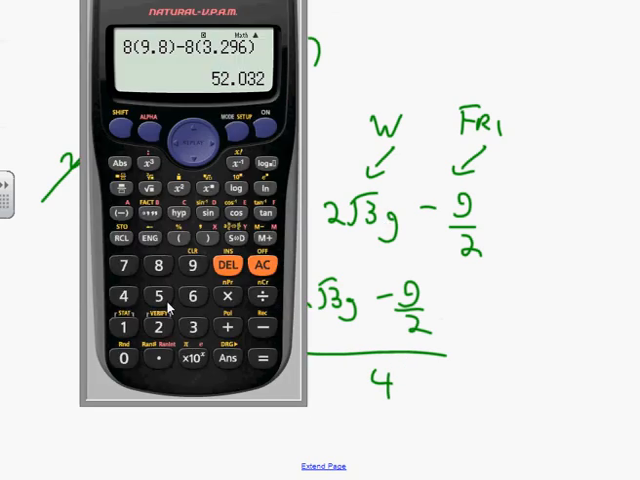Same thing as me doing this in the calculator. 2 root 3, minus 2 root 3, minus a half. One sec. Minus a half divided by 4, and then multiply the answer by 9.8. And I got an answer, very large, minus 9.71.